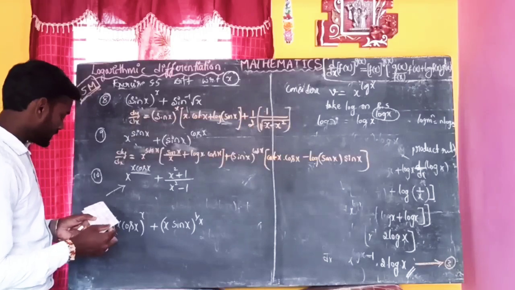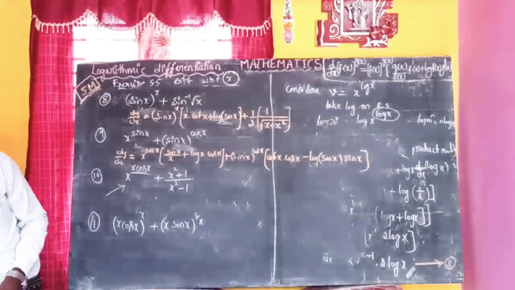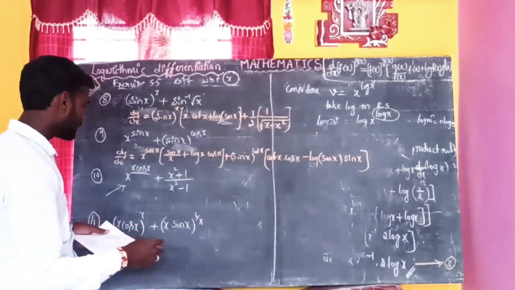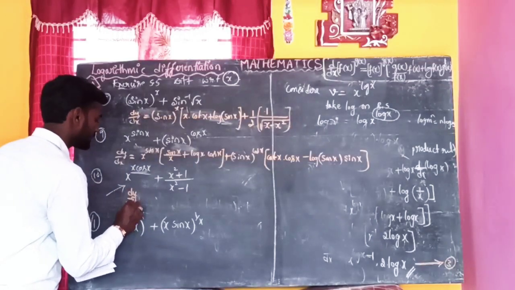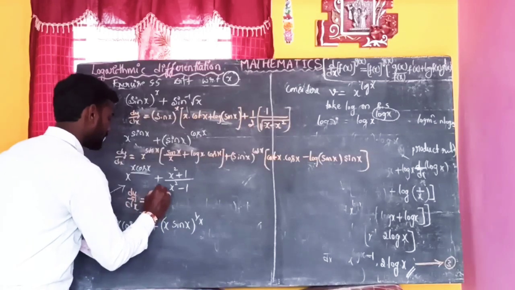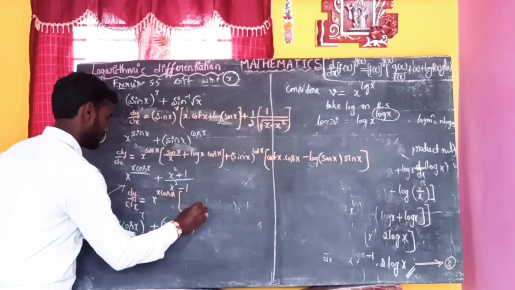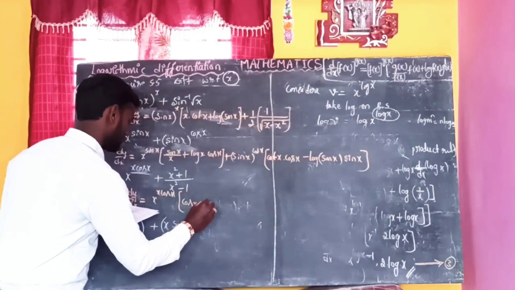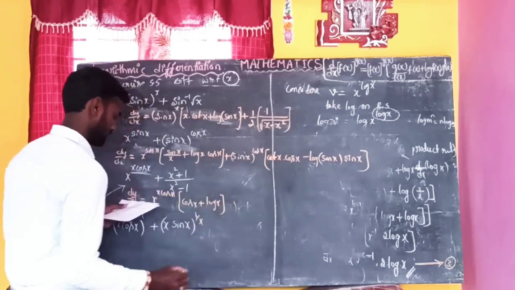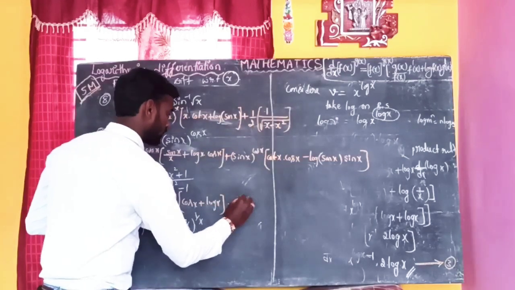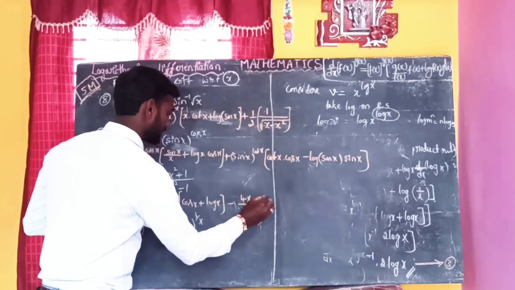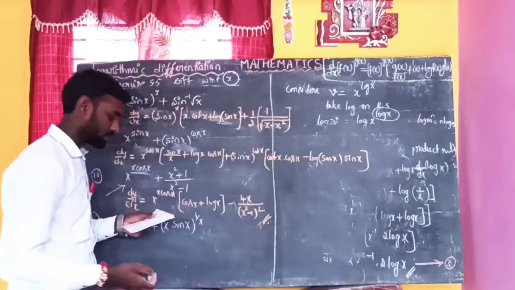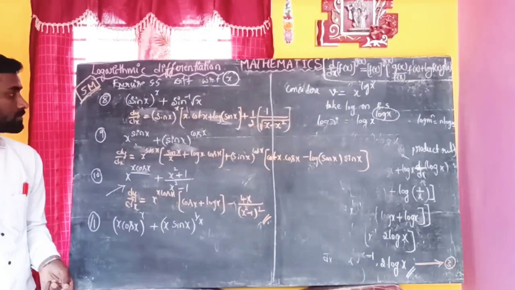Next, answer for 10th one is dy by dx is equal to x to the power of x cos x into cos x plus log x, minus 4x by x square minus 1 whole square. Okay guys, you should try all this.